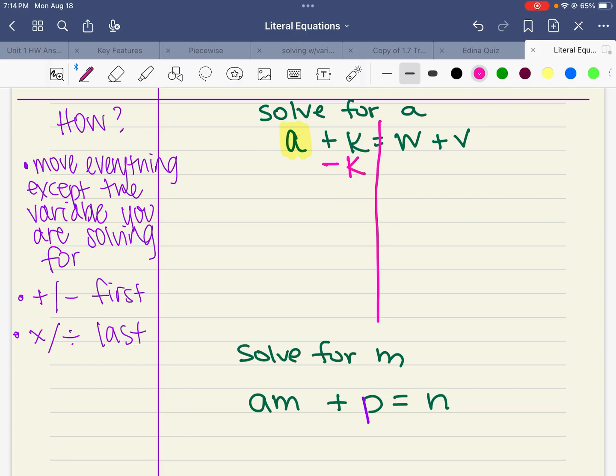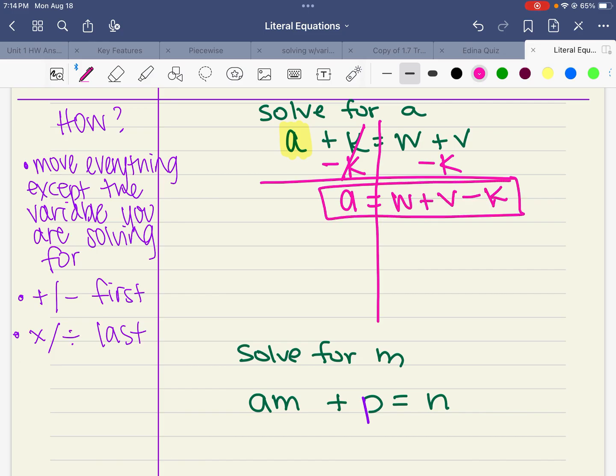K minus K is going to be 0. But then I have to subtract it from the other side. Here's my 0 pair, so I just have A equals. And over here, there are no like terms. W, V, and K are not the same, so I just have that. My job was to get A alone, and that's what I did. So we're good. I know it doesn't seem like that makes a whole lot of sense. Like, what does that mean about A? It just means that A is equal to W plus V minus K.